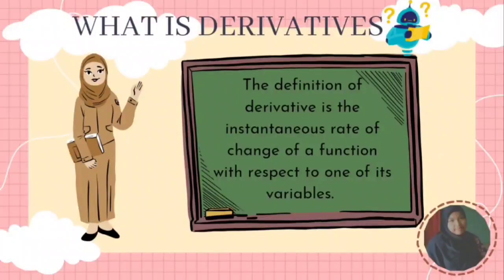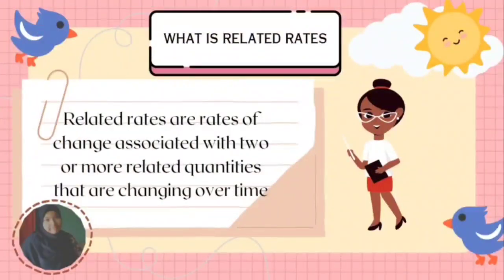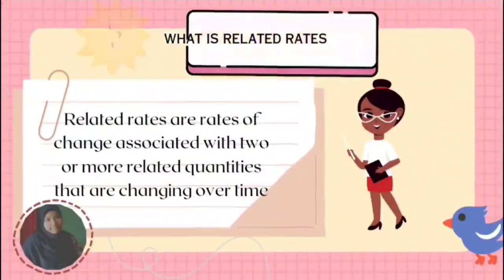Do you know what is derivative? The definition of derivative is the instantaneous rate of change of a function with respect to one of its variables. And do you know what is the related rates? The related rates are rates of change associated with two or more related quantities that are changing over time.